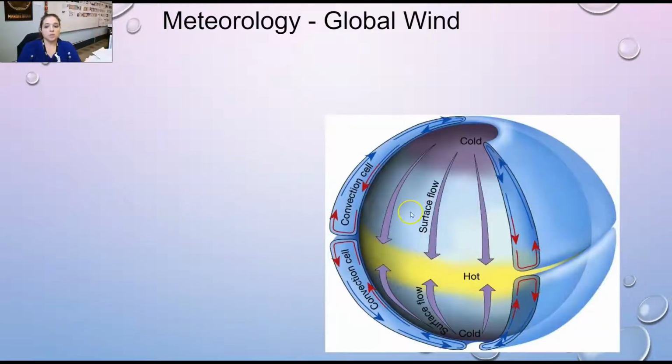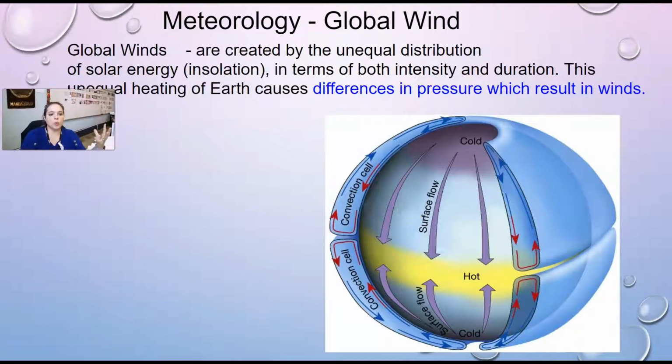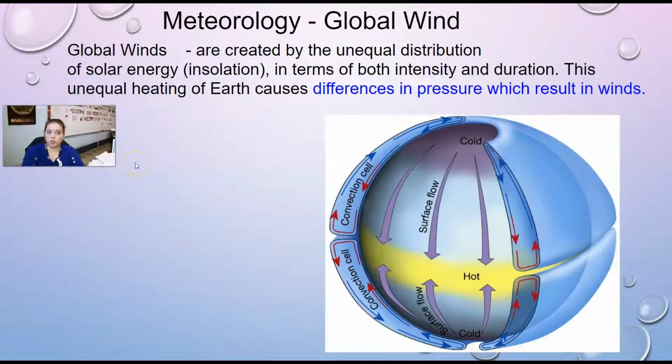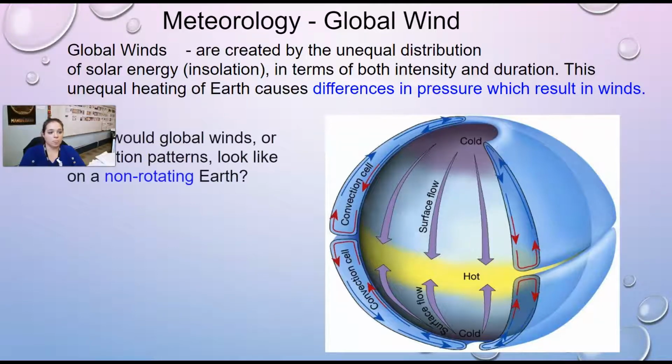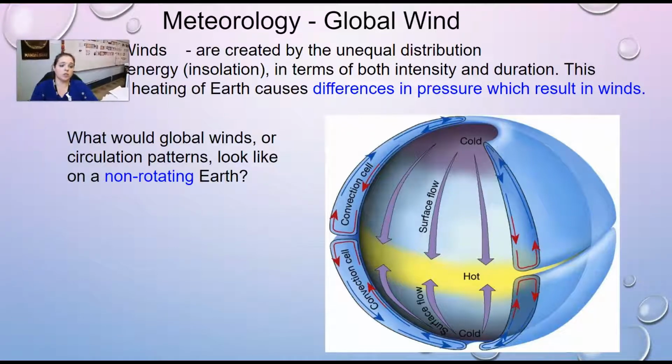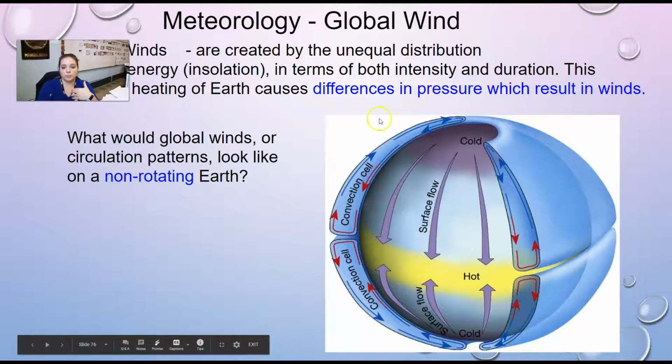Okay, so we've talked about all these winds. Now we have global winds. Global winds are created by an unequal distribution of solar energy. We talked about this. Unequal heating causes wind in terms of both intensity and duration. So this unequal heating causes different pressures, which results in winds. What would the global wind or circulation pattern look like if we were not going in a circle? Well, this is what you would see. You'd see these convection cells.